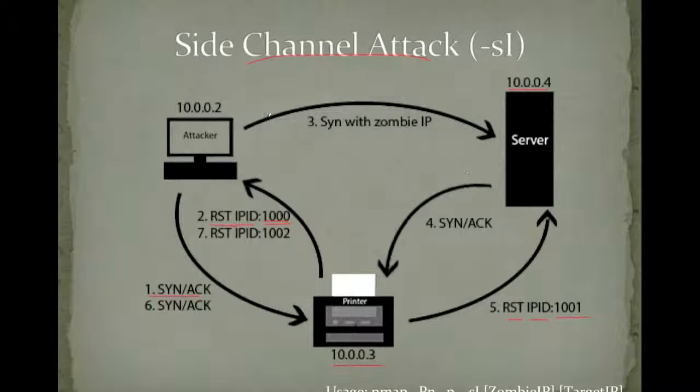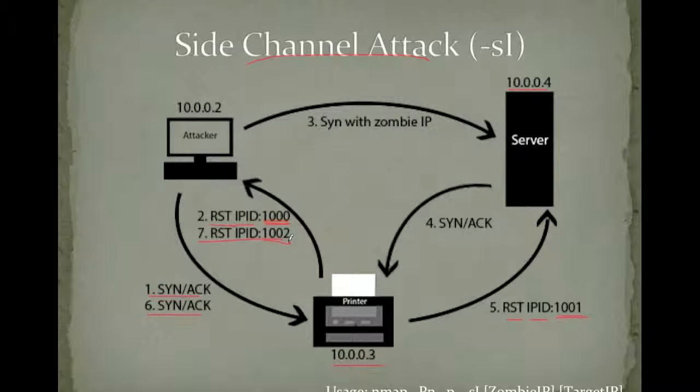The attacker then tries to establish a connection with the printer again. The sixth step is the SYN ACK sent over to the printer. The printer says, I don't want to talk to you, and sends an RST packet with an IP identifier of 1002. If you look at this, you've got 1000, 1001, and 1002.